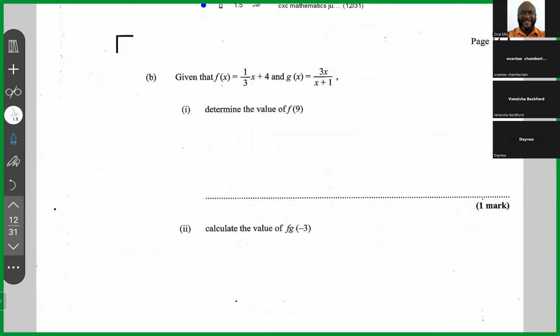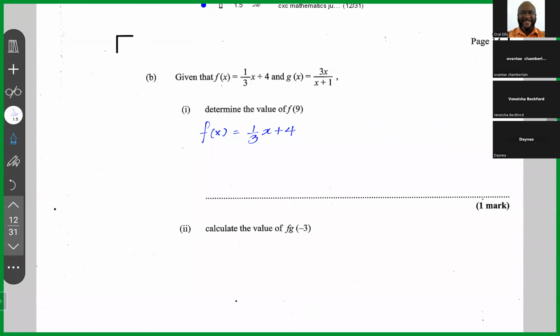The B part of the question says, given that f of x is equal to one third x plus 4, and g of x is equal to 3x over x plus 1, we're to determine the value of f of 9. Now, f of x is equal to one third x plus 4.